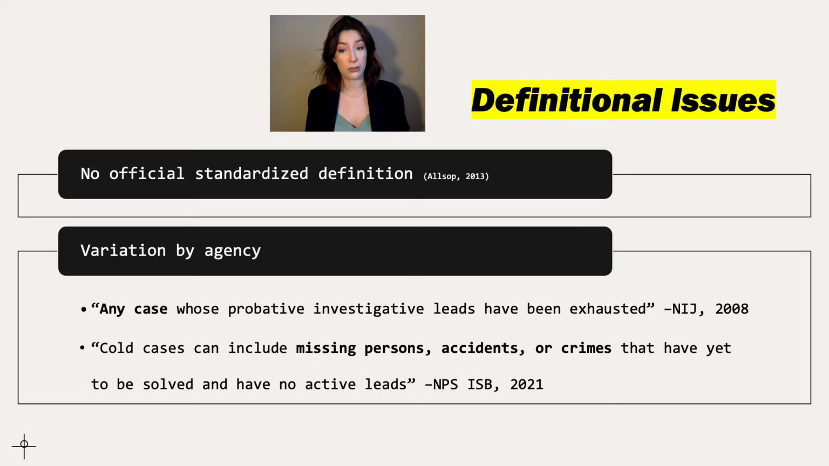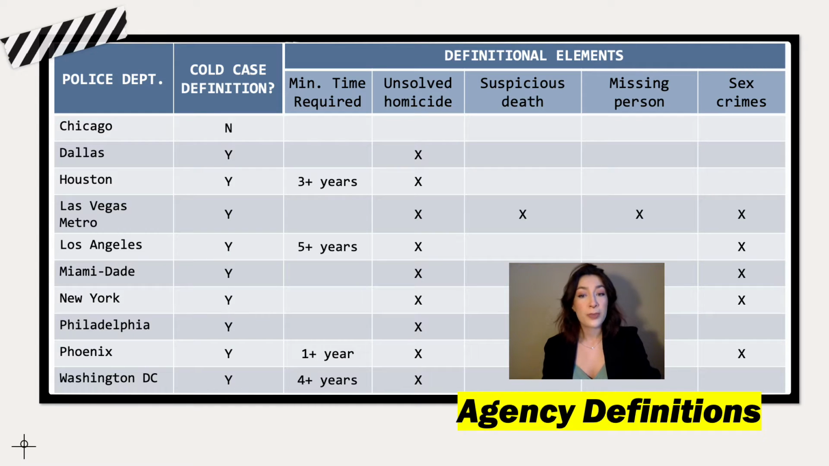At minimum, to be considered a cold case, an incident must be reported to police and investigated in some capacity. As many crimes are unreported or unknown to the police altogether, many cold cases could be unaccounted for. So this may be further complicated once individual police department definitions are factored in.